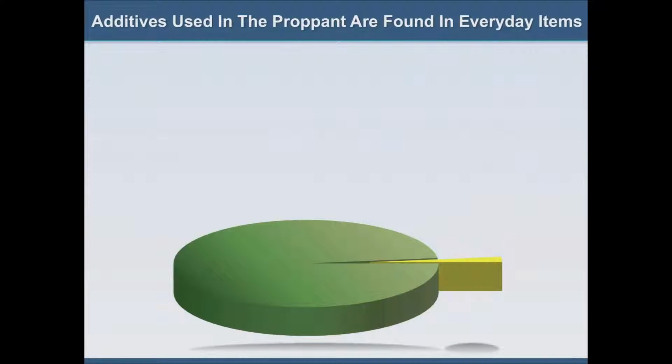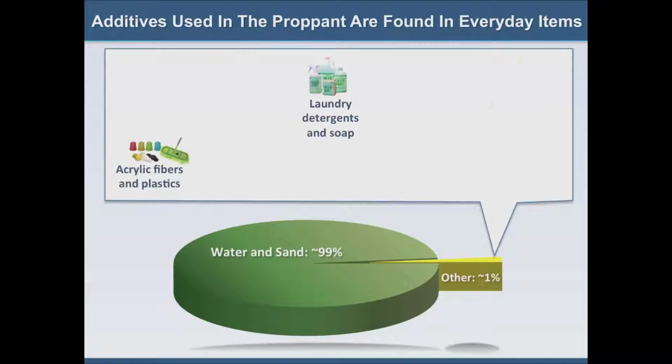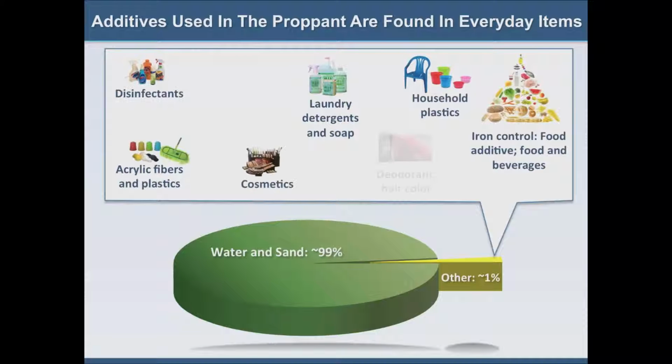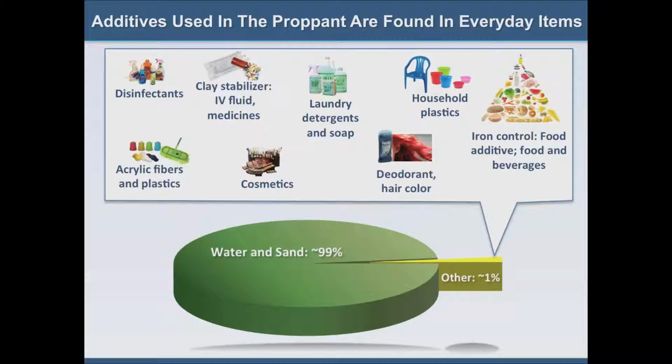The water and sand mixture is combined with a very small portion of chemical additives. These other additives make up less than 1% of the mixture. These additives can be found in products we use every day, such as laundry detergents and soaps, household plastics, deodorant, disinfectants, cosmetics, acrylic fibers, and food additives.